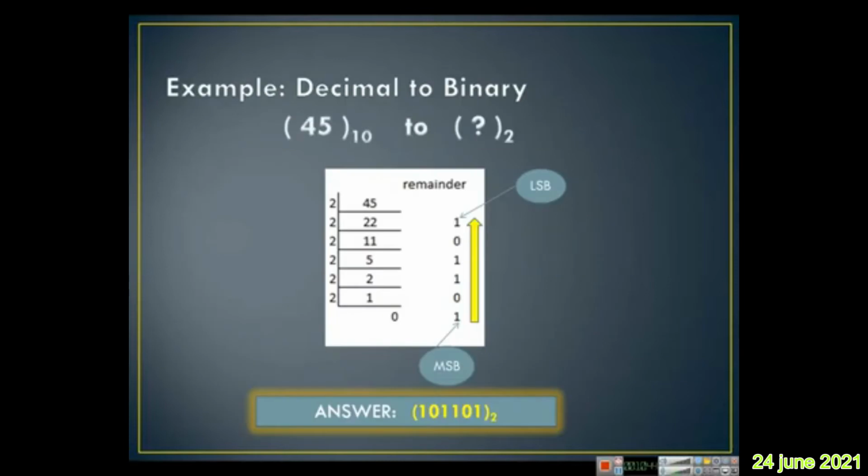Now pictorially we will see what method we are using. You can see here now, 45 is the decimal number. What is the value in binary? That is the question. 45.